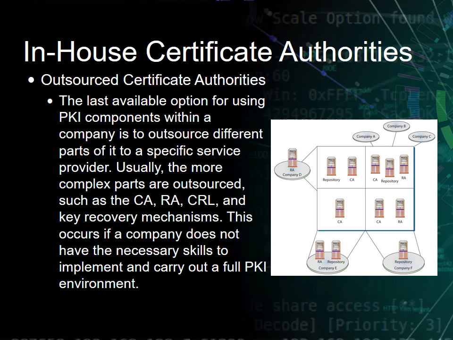So when a company has decided that they don't want to use a public certificate authority and they don't have the technical know-how or capability for an in-house certificate authority, their last available option is to outsource different parts of it to a specific service provider. Usually the more complex parts are outsourced, such as the certificate authorities, the registration authority, the certificate revocation list, and key recovery mechanisms. This occurs if a company does not have the necessary skills to implement and carry out a full PKI environment. And the diagram next to it shows four different ways it can be done, where either individual components or all four of those components could be outsourced based upon the needs of the company.